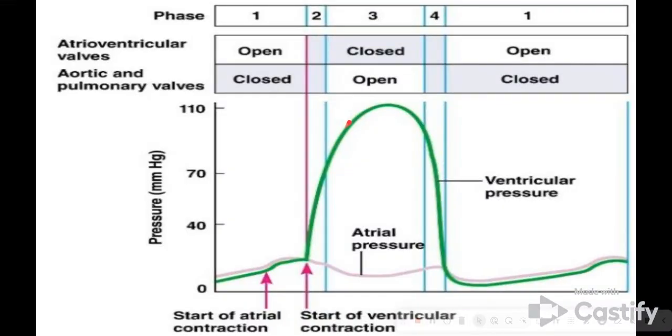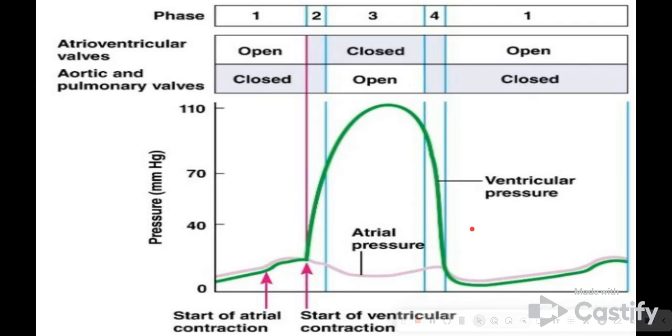So we go from an increasing pressure to our maximum pressure to a decreasing pressure. It is also at the end of phase 3 where we say that we are in an ESV, or an end systolic volume, which is basically a fancy way of saying that we have the minimum amount of volume present within the left ventricle of the heart.